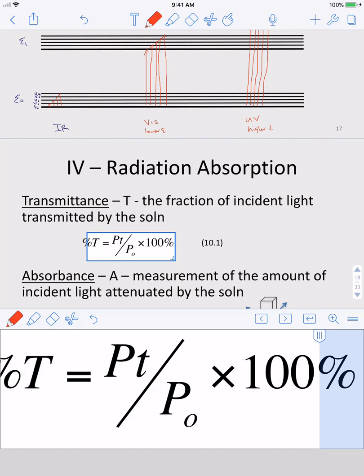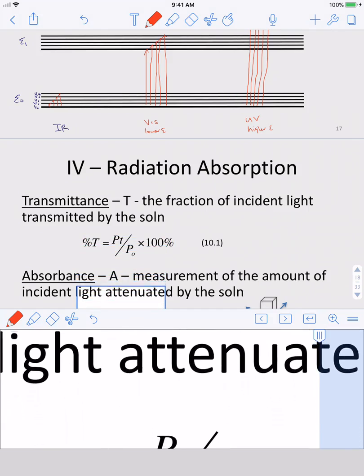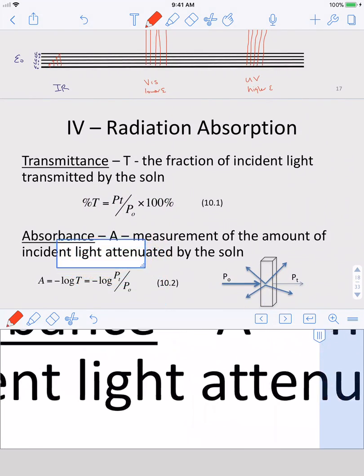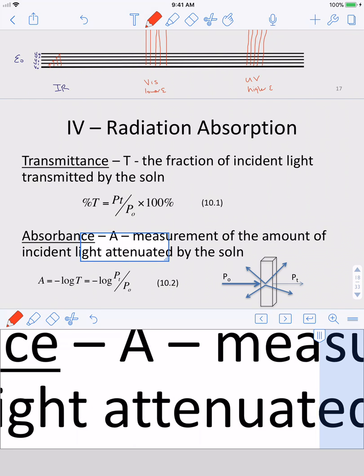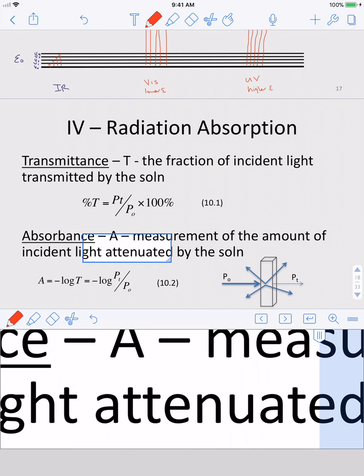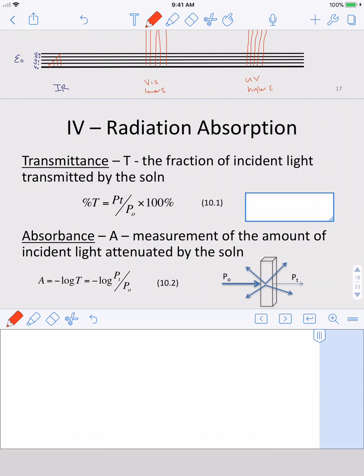times 100% gives us percent transmittance. If we want absorbance, A, which is what you typically see for Beer's law measurements in UV-vis, we're taking the amount of incident light that is attenuated by the solution, and it is a log function of the transmittance. So A, absorbance, equals negative log of T, or negative log of the transmitted light divided by the incident light.